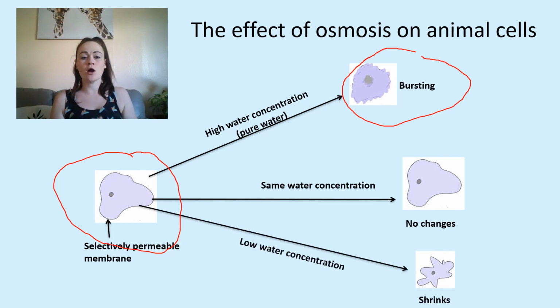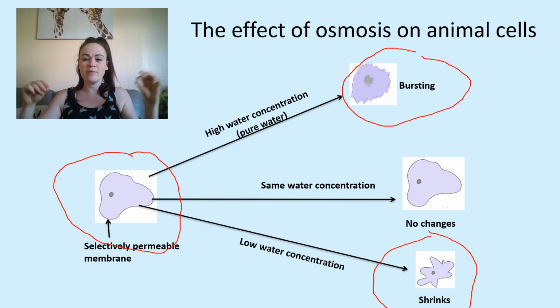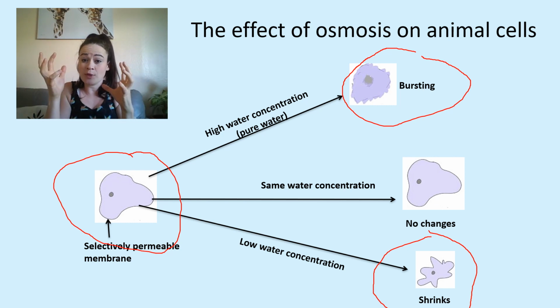If we put our normal animal cell into a low water concentration, so maybe it's a sugar solution or a salt solution, you see here that the cell shrinks. Okay, the cell membrane just comes in on itself because all the water is leaving it, so the cytoplasm is taking up less space. So we're getting a shrinking cell. Big thing here is, remember, animal cells will change their shape. There's nothing keeping their cell nice and structured. There's no cell wall. So that means that it can burst or it can shrink.